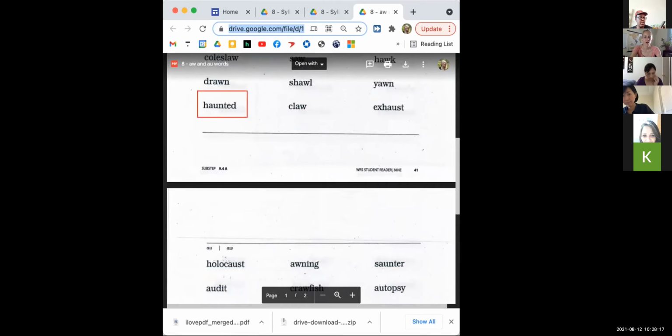Here we have haunted. Shawl. Awning. Saunter.